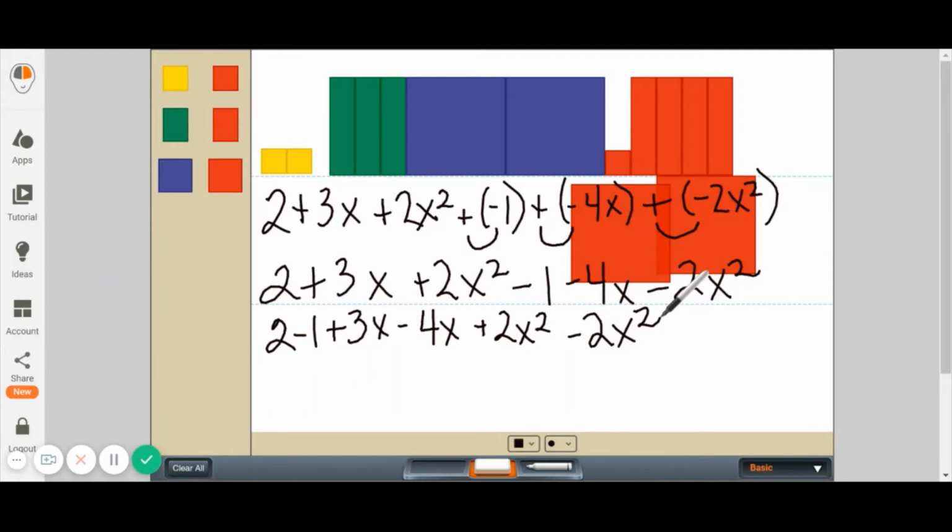And some students may even take it further and do the math. 2 minus 1 would give me 1. 3x minus 4x would give me negative 1x. And 2x squared minus 2x squared would give me 0. They might also say 1 minus x. They might also say negative x plus 1. There are so many different ways that they could write this expression, and we could prove all of those through our model.